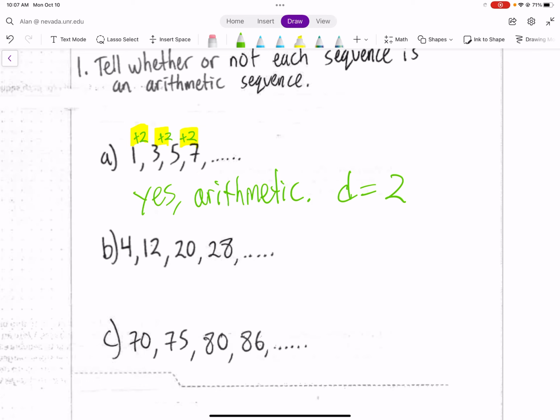For B, again, same thing. We need to identify if there is a constant common difference. So how do we get from 4 to 12? Well, we add 8. How do we get from 12 to 20? We add 8. And how do we get from 20 to 28? We add 8. Is there a constant common difference? Do we add by 8 every single time? Yes, we do. So our conclusion is yes, it is arithmetic. And our common difference, D, is 8.